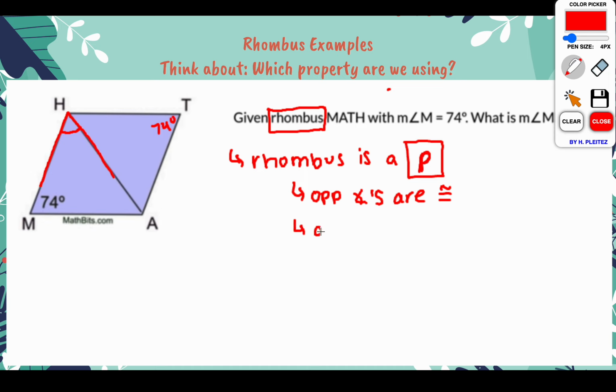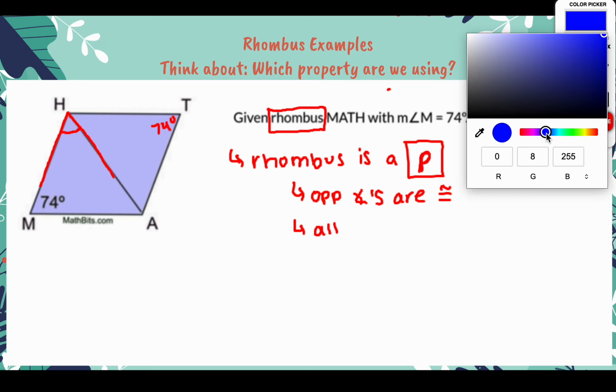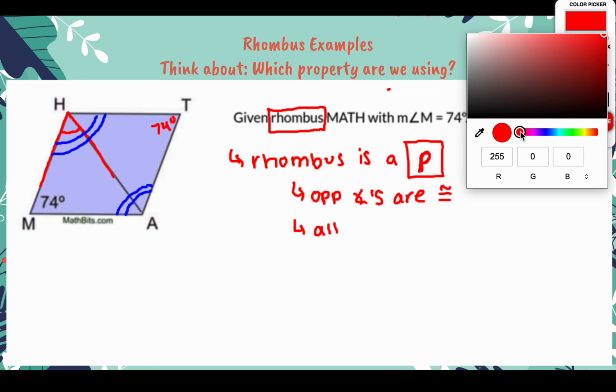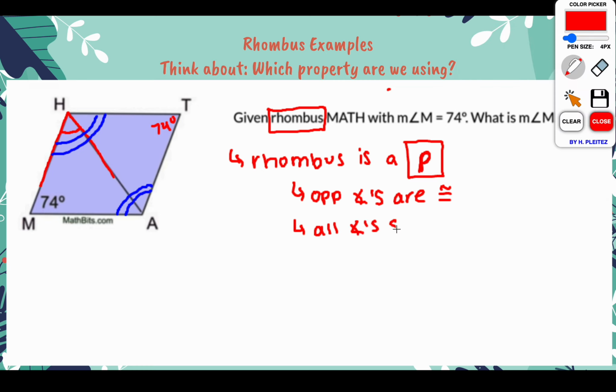Now, I also know that all angles... So actually, let's go back to this first one. So opposite angles are congruent, right? So I labeled that angle T as 74, but then I also know that this entire angle is going to be congruent to this entire angle, right? So I also know that all angles sum or add to 360. So that's kind of going to help me find those two angles that I marked with the blue arc marks.